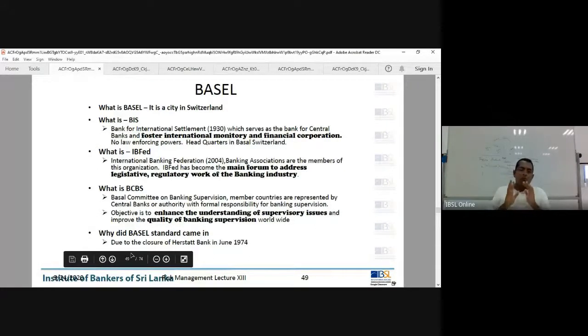Central banks, or the authorities responsible for banking supervision, represent the country there. So all the regulation generates from here. Why did Basel come in? The Basel regulation came in because in 1974 there was a bank called Hansa Bank in Germany.